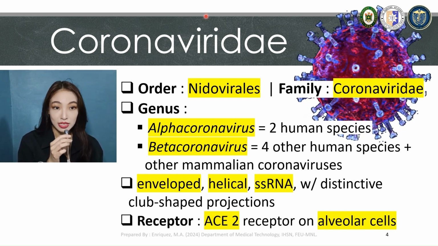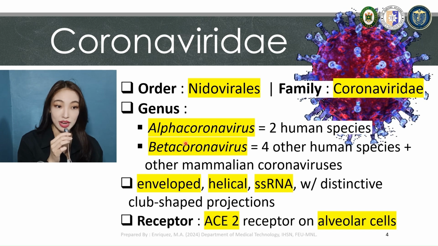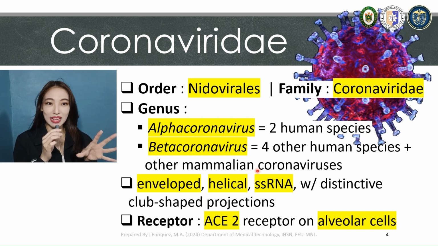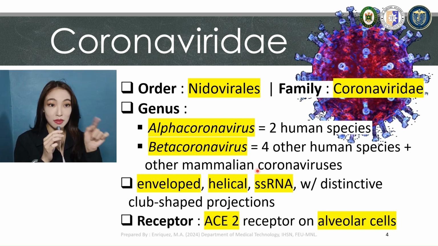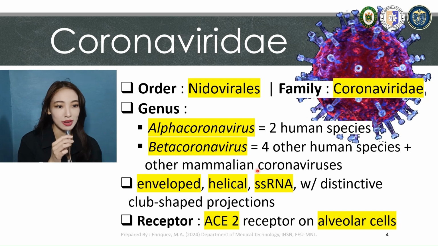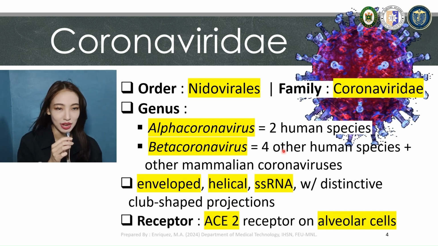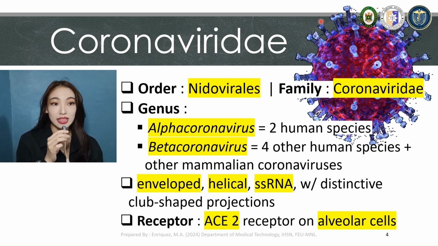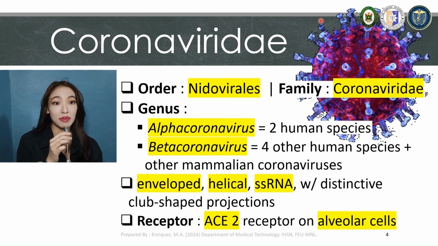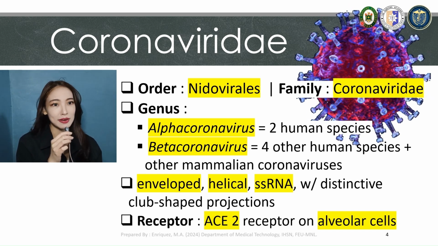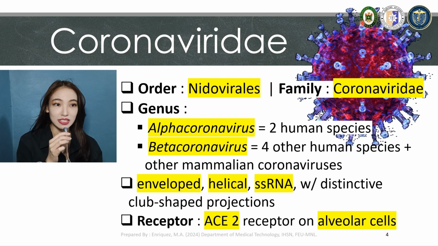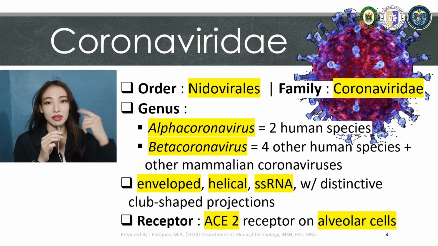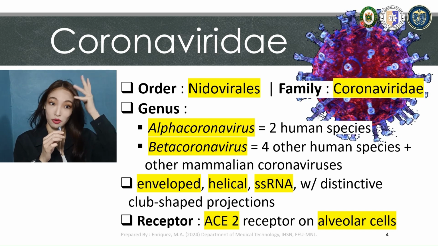They are enveloped, helical, single stranded RNA viruses surrounded by glycoprotein spikes that appear to be like club shaped projections, as we can see right here in this 3D rendering. So, the first ever scientists that were able to observe this virus under an electron microscope thought that the spiky appearance somewhat resembled a crown, hence the name coronavirus from the Latin word corona, which means crown.